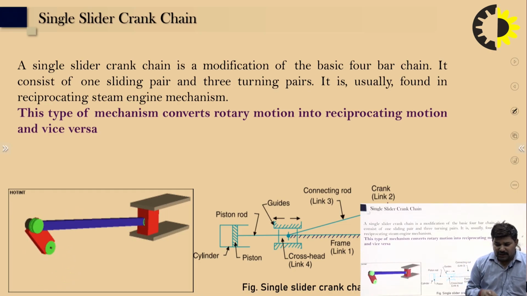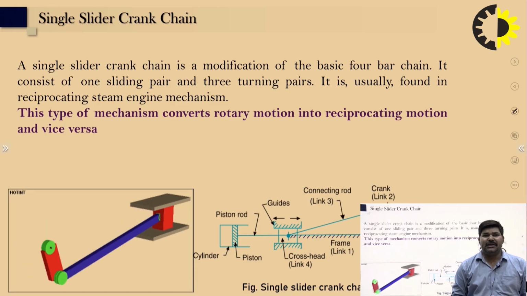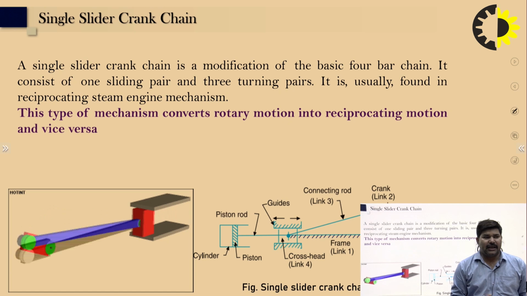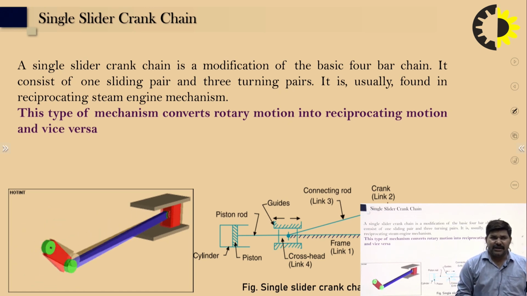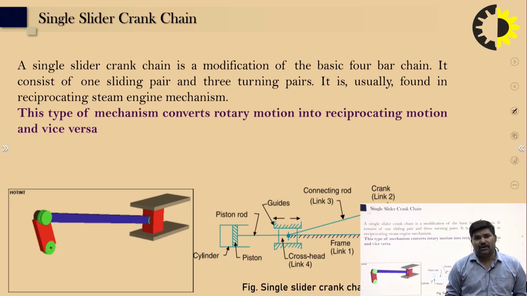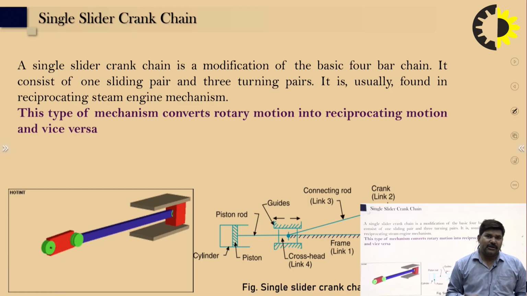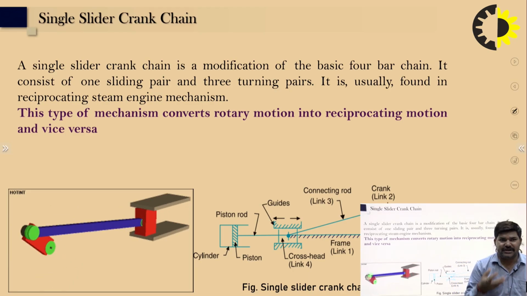Now in the 4-bar chain, the important one is the single slider crank mechanism: the piston, crank, and cylinder. The single slider crank chain is a modification of the 4-bar mechanism, because it also has four links. But it consists of one sliding pair and three turning pairs. That's why it is called the slider crank mechanism.